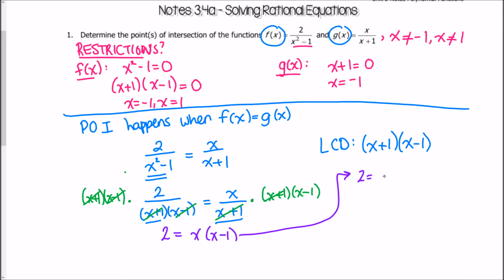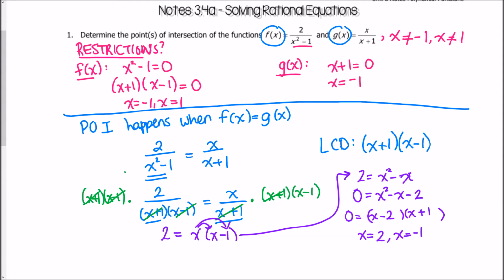So I'm going to say 2 equals, distribute the x through, I end up getting x squared minus x. So now I need to get everything on one side. So I get 0 equals x squared minus x minus 2 right here. So that means that I need to factor this in order to be able to solve it. So I've got 0 equals x minus 2 times x plus 1, which means x equals 2 or x equals -1. But right here, we have a restriction saying that x is not allowed to be -1. So -1 is not one of my answers right here. So this is an extraneous solution.